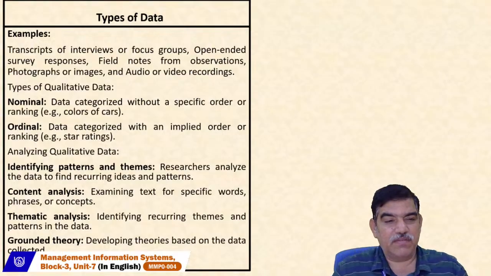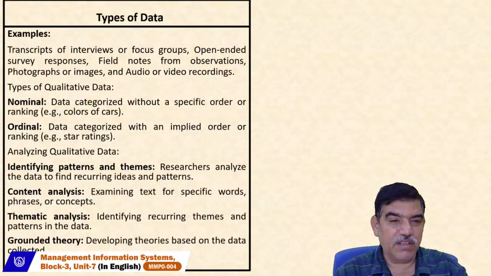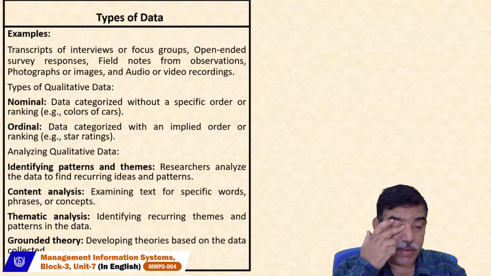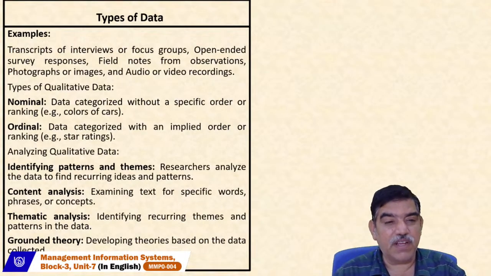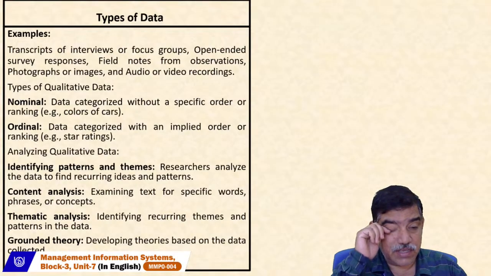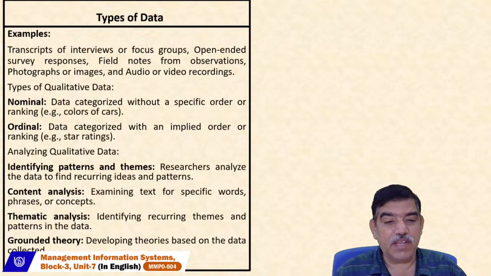So how to analyze? Identifying patterns and themes, content analysis, thematic analysis, and grounded theory. These are the different processes we implement for analyzing the qualitative data. Identifying patterns and themes: researchers analyze the data to find recurring ideas and patterns. Then content analysis: examining the text for specific words and phrases or concepts.